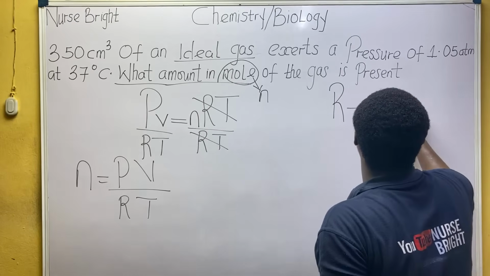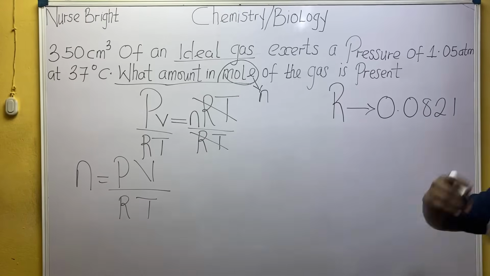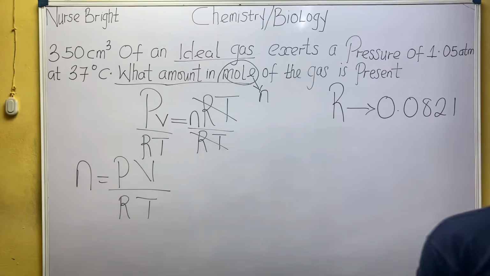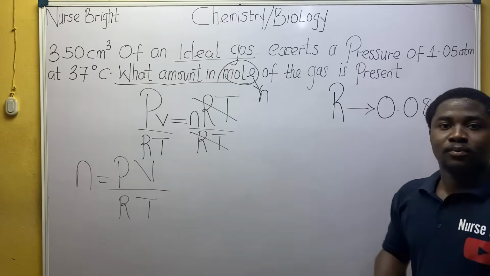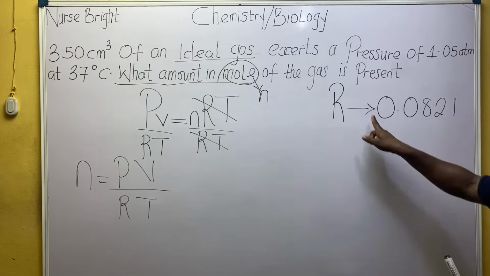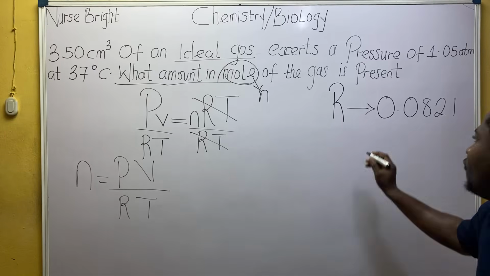The one I want you guys to understand is the one which I believe you are supposed to know, which is 0.0821. All these things are very essential. Please note them. 0.0821. So basically, you can see how all these work. So this is R. Now, to use this R, there are criteria to follow.